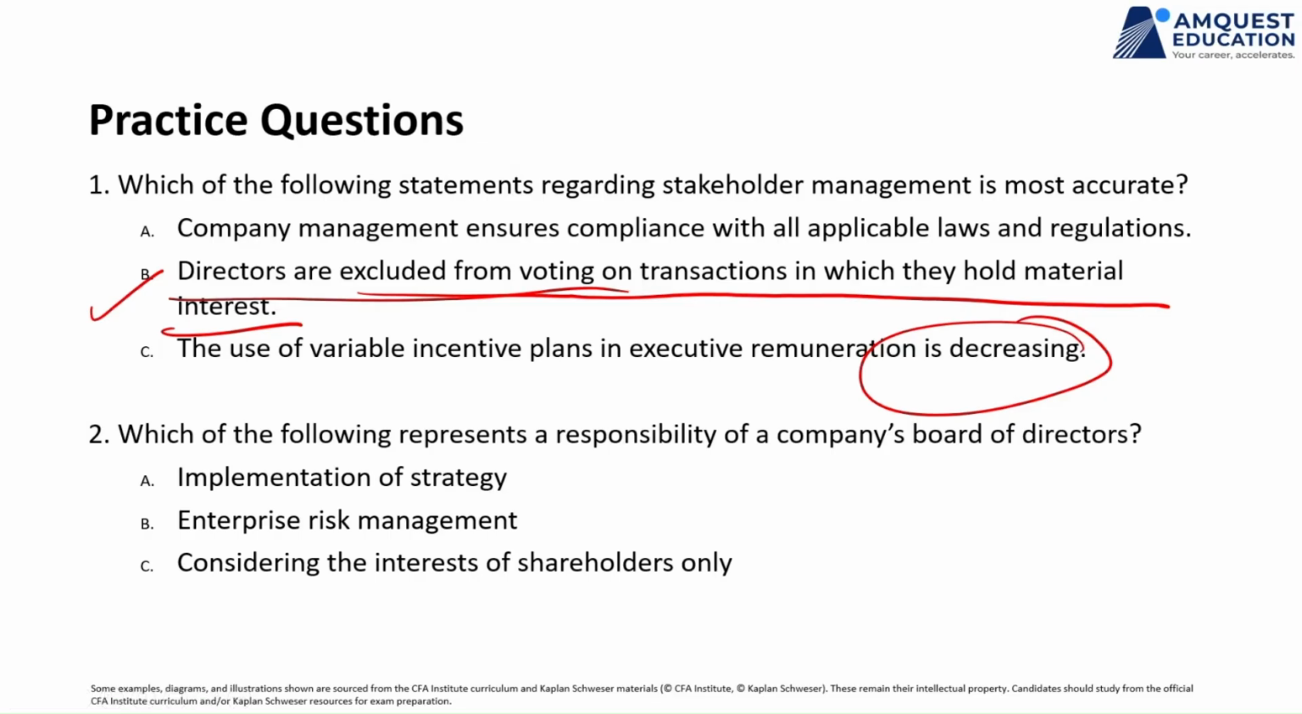Which of the following represents a responsibility of a company's board of directors? Implementation of strategy, enterprise risk management, considering the interest of shareholders only. Very important word, shareholders only. Always remember, it is not only shareholders. You have to look at stakeholders. So it's not only shareholder, it's stakeholder. The responsibility of the board is enterprise risk management. Strategy implementation is management responsibility. This is what the CEO, CFO, CXO has to do, the management responsibility. The board has to ensure enterprise risk management.